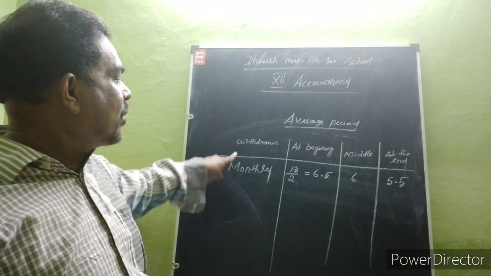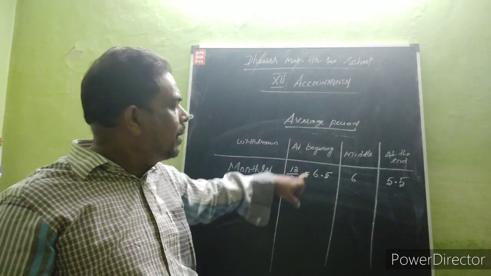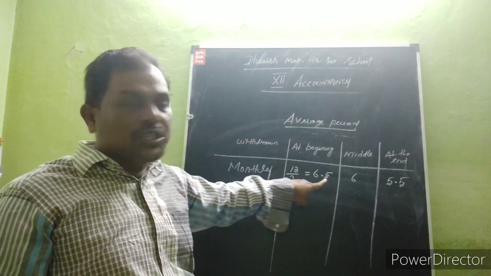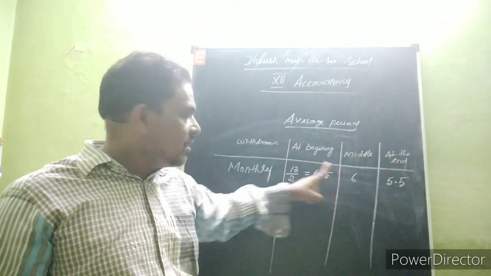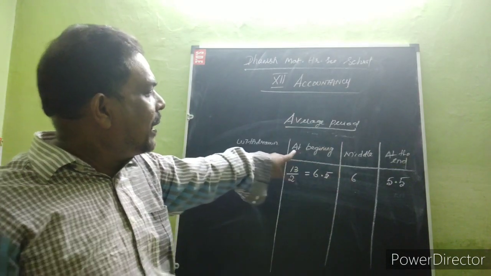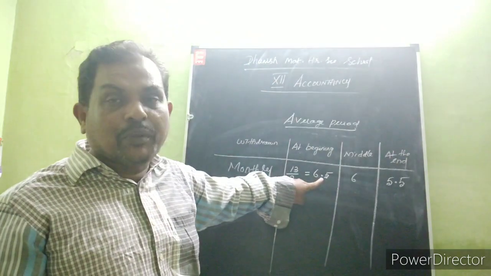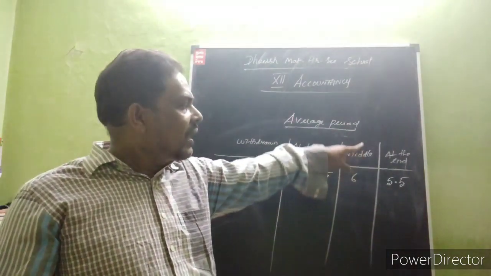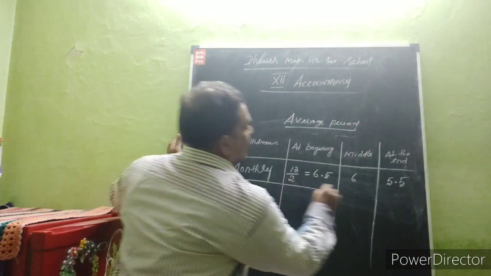Please listen carefully. You are taking the amount monthly. That monthly may be at the beginning of the month. In the question they have given beginning of the month. Beginning of the month means 6.5. Middle of the month means you have to put average period 6. End of the month means you have to put 5.5. So in the average period column, beginning of the month means 6.5, middle of the month means 6, end of the month means 5.5. Understood or not? So this is called the monthly basis.